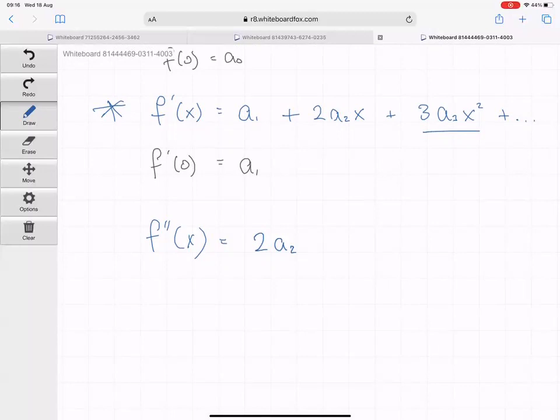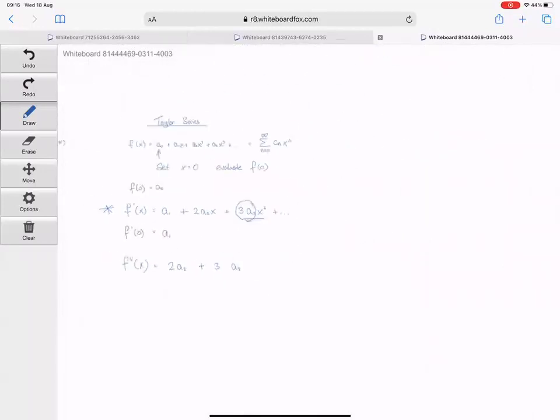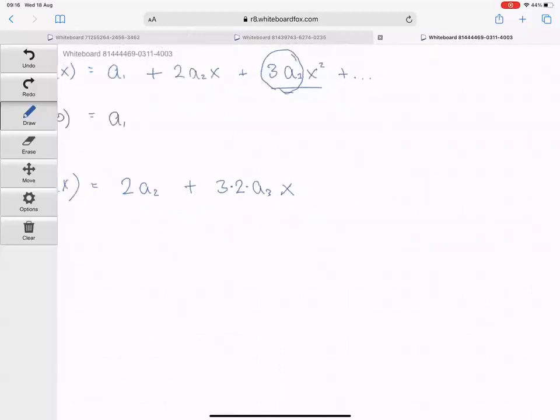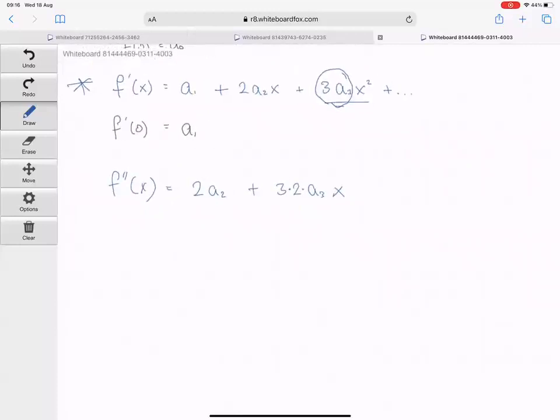What happens to the x squared? This is all constant, right? 3 a3, so that stays the same. What happens to the x squared when you differentiate? It becomes 2x. Okay, so yeah, isn't it 6? Yeah, 3 times 2. I'm going to write it as 3 times 2 because I hope you'll spot what happens in general if I write it that way.